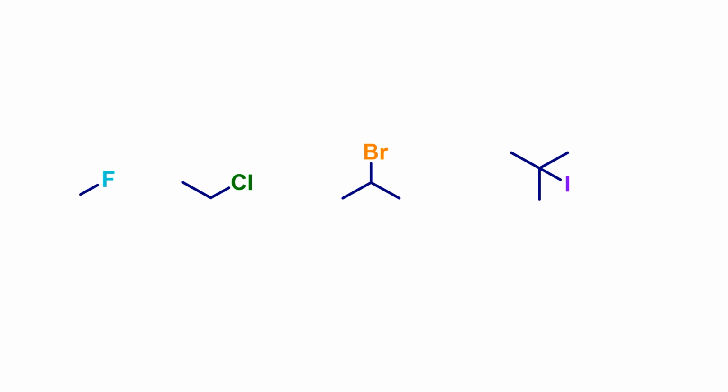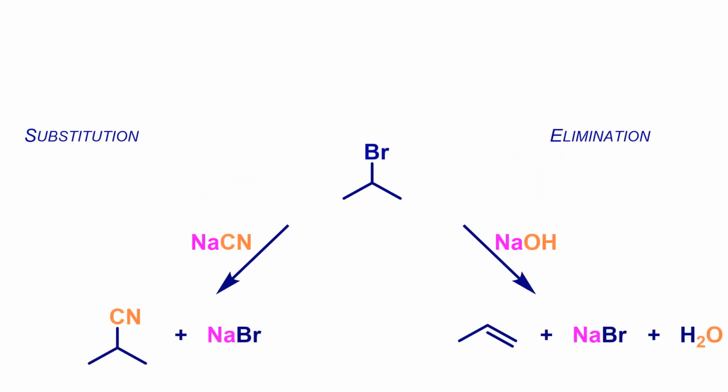There you have it, a brief introduction to the chemistry of alkyl halides or haloalkanes, simple organic derivatives of the halogens fluorine, chlorine, bromine and iodine, and their key reaction pathways: substitution on the left, elimination on the right.